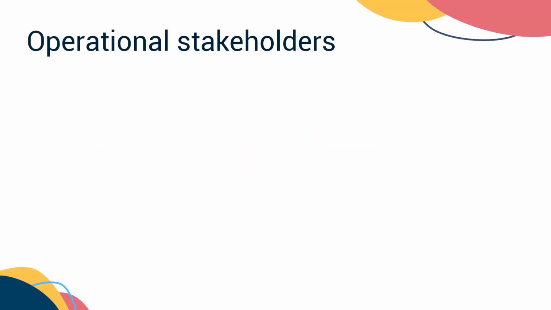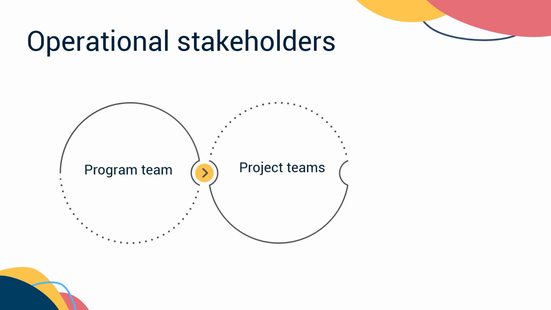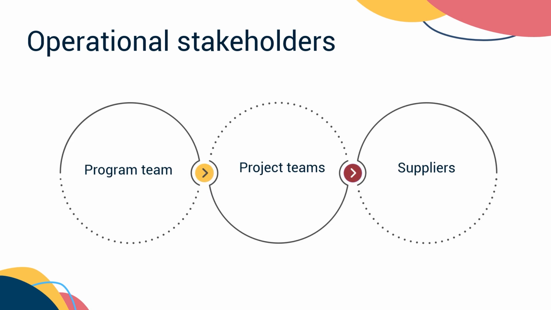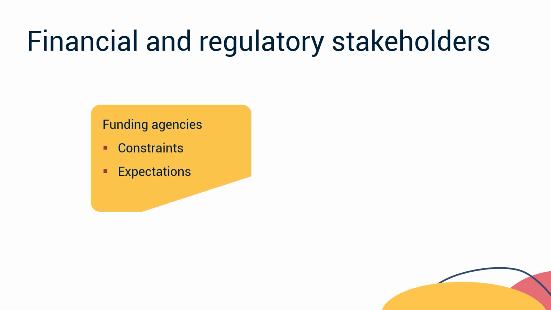The program also needs stakeholders for implementation and operational support. These stakeholders comprise the program management team, the project teams, and the suppliers who provide goods and services such as IT systems, infrastructure, or medical equipment. The hospital integration program will need financial and regulatory support. The funding organization provides the financial resources necessary to deliver the program and sets financial constraints and expectations.